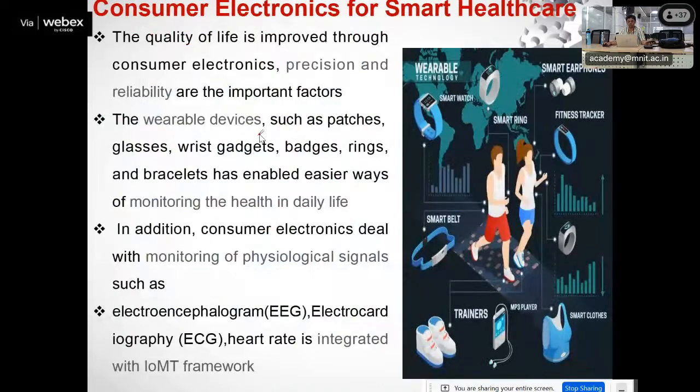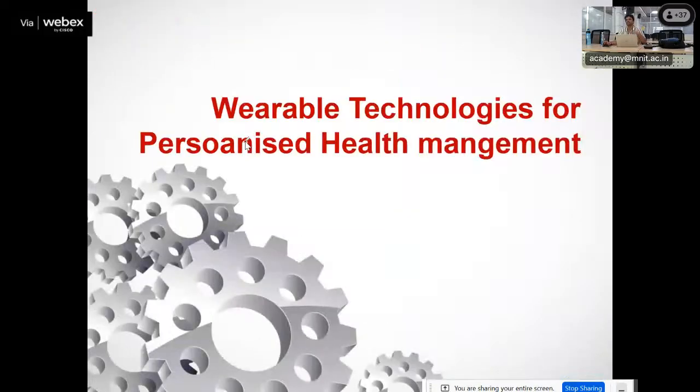Now there are various consumer electronic devices available, in the form of patches, glasses, badges, rings, bracelets. They basically help us capture important parameters in our daily life. So I am performing my daily activity, I am going to a hospital, I am going to a gathering, but still my vital parameters are being captured, and my data is being generated and stored in the cloud. Maybe at the end of the day, when I get free, I can observe those parameters and take the appropriate action.